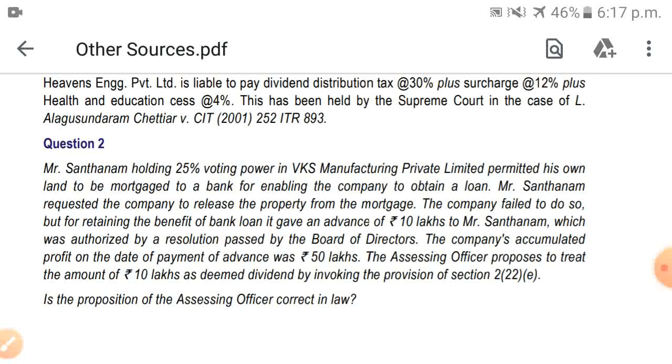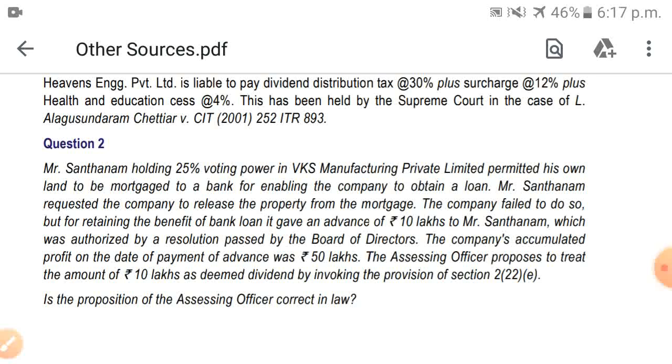After that, Mr. Santhanam requested the company to release his mortgaged land, but the company has failed to do so. So in order to retain the loan, so that the bank does not take away the loan from the company, it has given a loan as an advance to Mr. Santhanam by passing a board resolution.